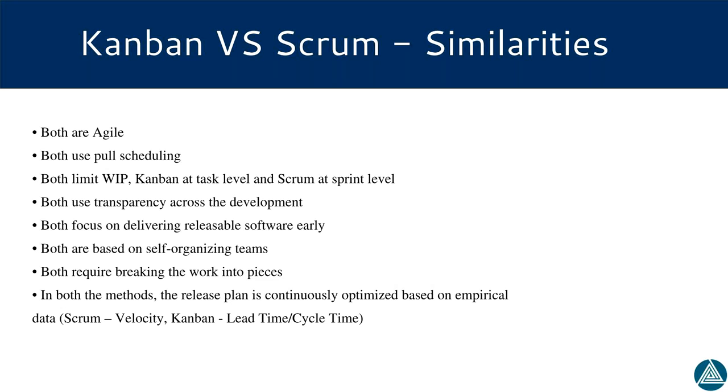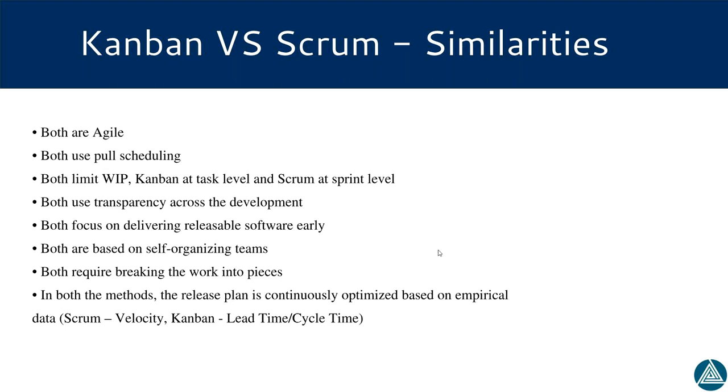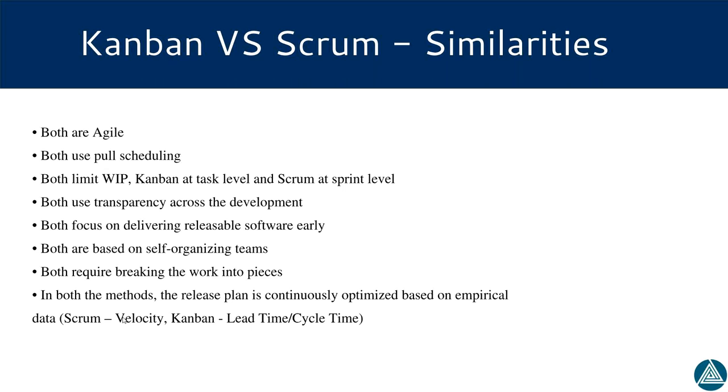In both methods, the release plan is continuously optimized based on empirical data. In Scrum, as I was saying before, we have the velocity, the capacity of the team, and in Kanban, we have the lead time and cycle time. This is what gives us the maturity of the team. Questions here? No. Okay, I think this is self-explaining, the similarities.